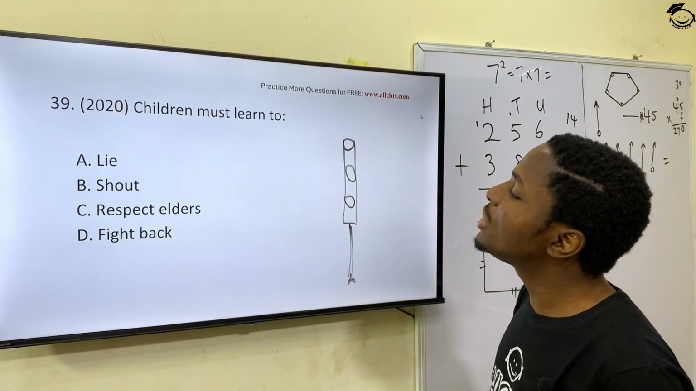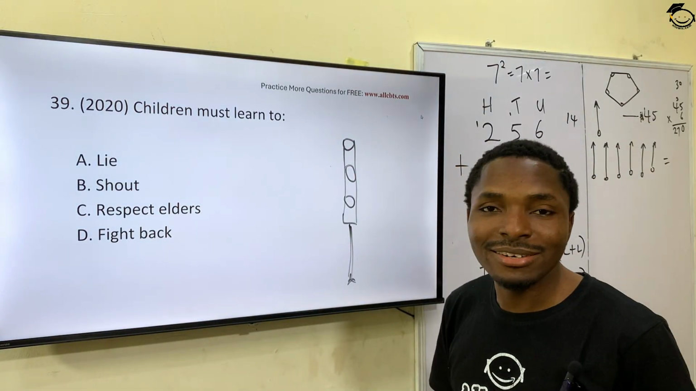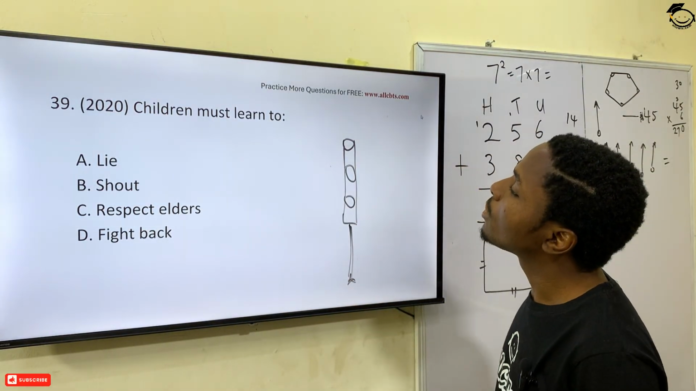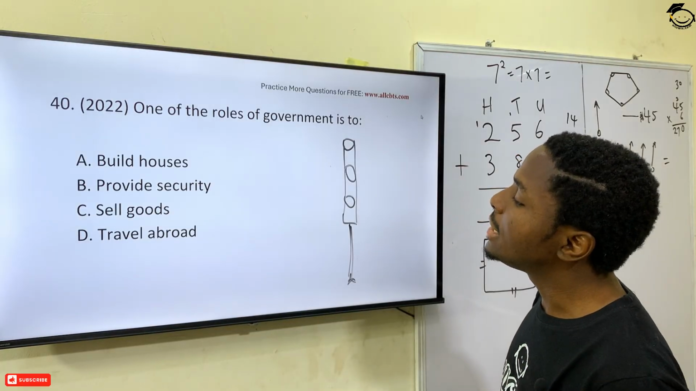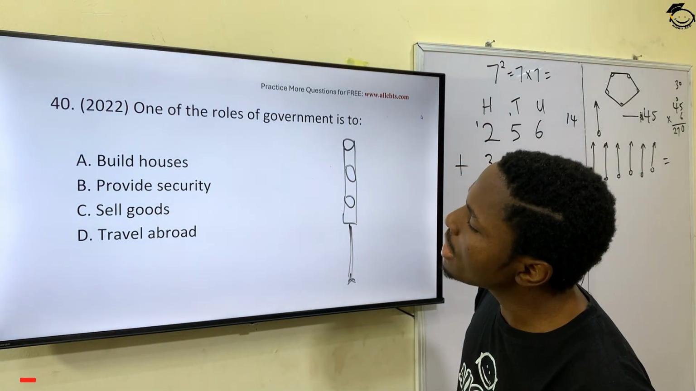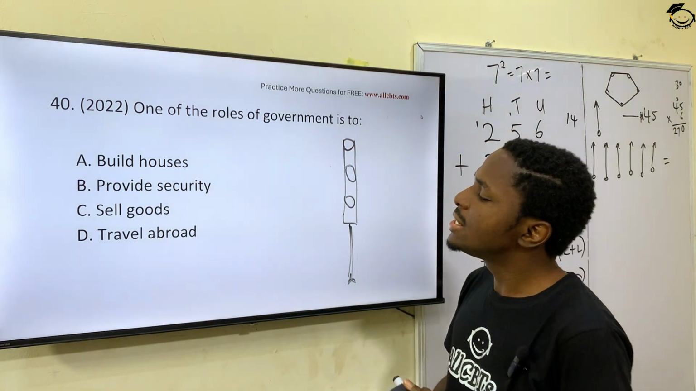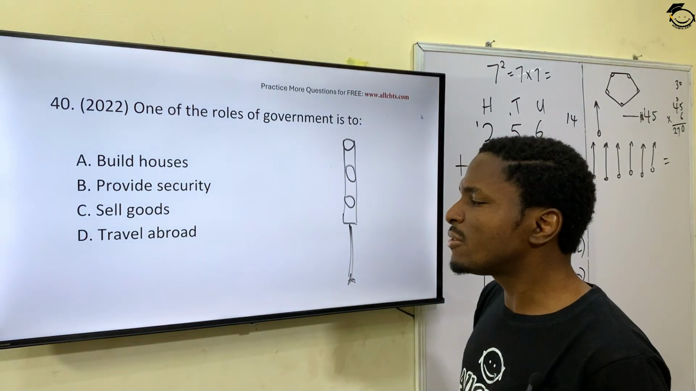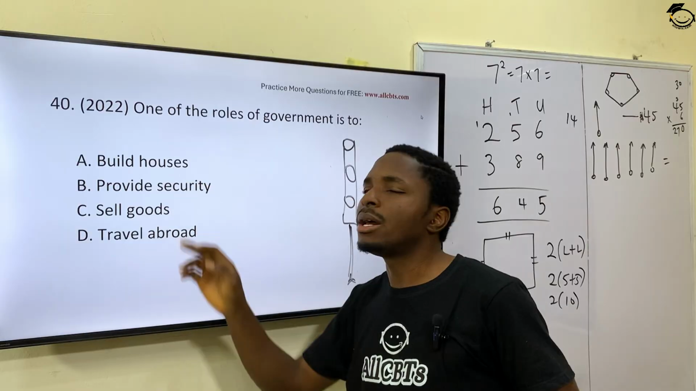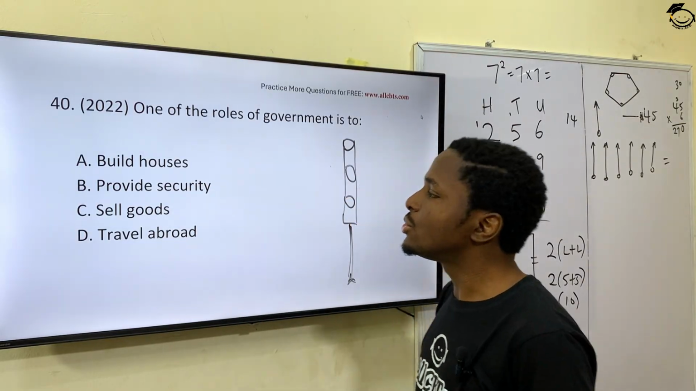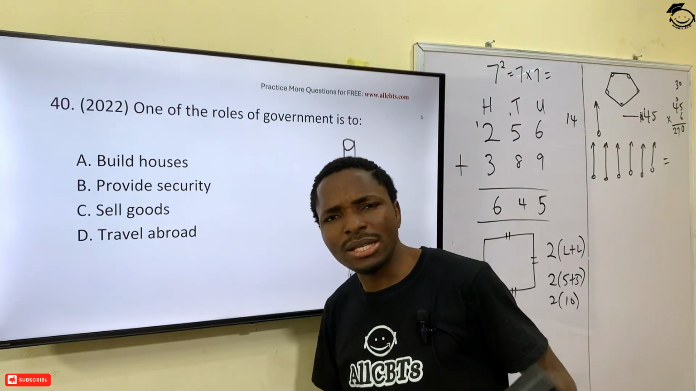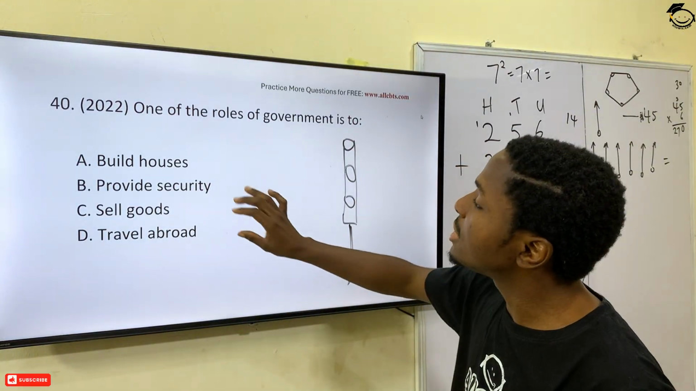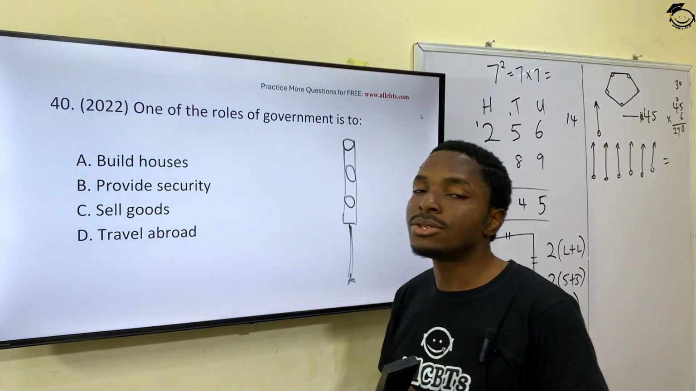39. Children must learn to what? Lie, right? No. Shout, no. Respect elders. And then the last one, the role of government is to: A. Build houses, B. Provide security, C. Sell goods, D. Travel abroad. It is to provide security. Of course, they are also to build houses. This is not a bad option, but this is a better option. They also have to build residential houses for the masses. They have to care for their masses. So building houses is not a bad idea, but for the sake of this question, we'll go with provide security.